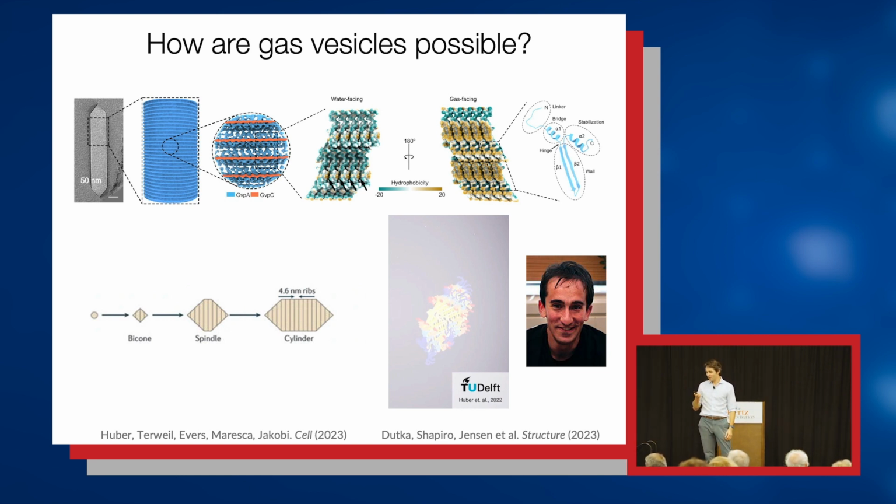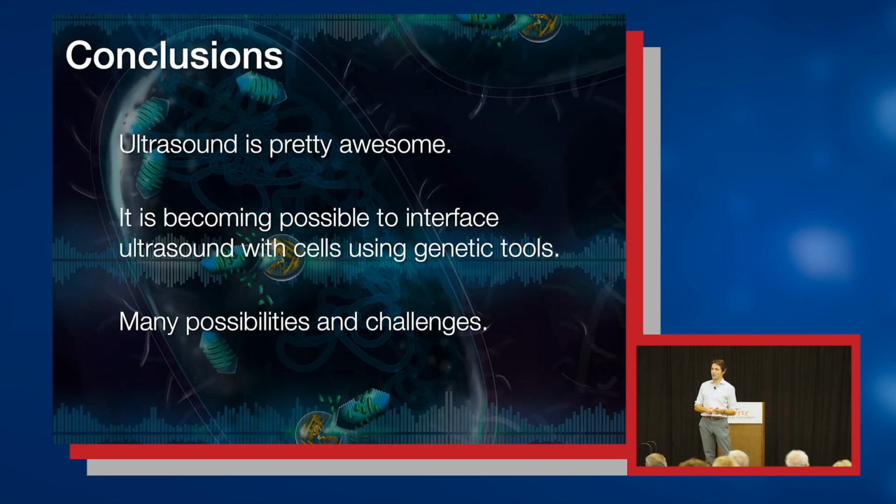So even though Michael is a chemist, he was right that these things do exist, and now we figured out molecularly how that works. So conclusions: ultrasound is pretty awesome, and it is just becoming possible to interface ultrasound with cells using genetic tools, and there are many possibilities and challenges. If anybody here is interested, I'm happy to talk to you about this whole area of research.